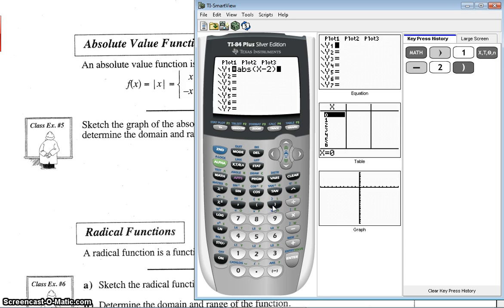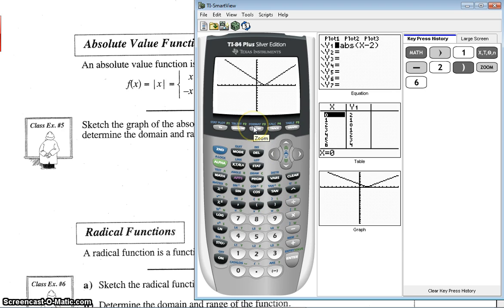and then we'll go zoom standard number 6, set it back to normal, and there we go. There's our graph, and it looks good. We should be able to figure out domain and range, although it would be nice to know, well, that's not going to really affect it if we don't know the x value there, is it?